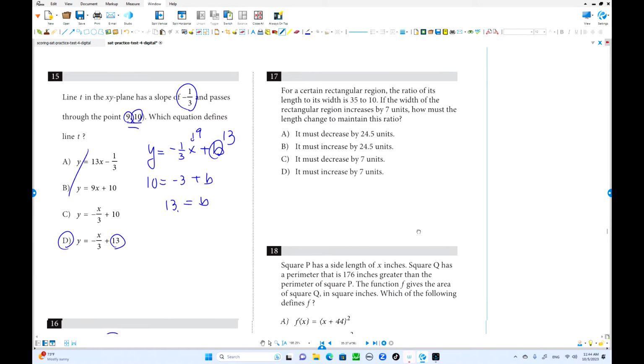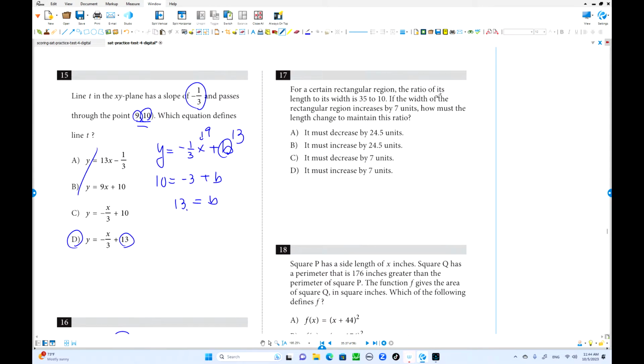This is number 17. For a certain rectangular region, the ratio of its length to width is 35 to 10. So I'm going to use this one. The length to width equals 35 over 10. That's the ratio. But the length is increased by 7 units. That's just 17. This is the variable y. I'm going to take this y. So cross multiplication: 10y equals 35 times 17.